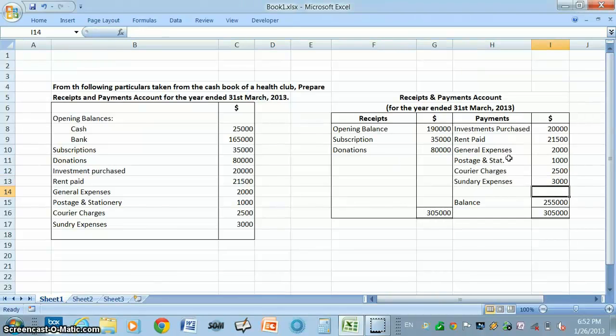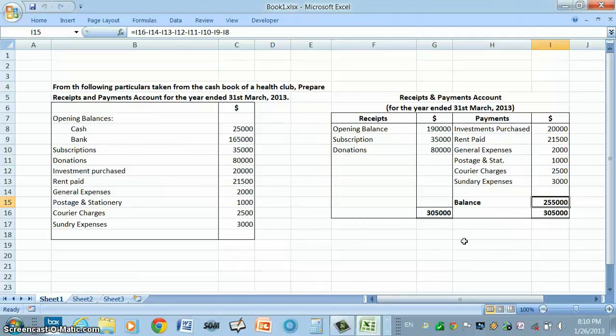Now after showing all the items, we will compute the balance of this receipts and payments account. For this purpose, first we will make the total of the debit side. Here the total of the debit side is $3,05,000, and then the same total we will write on the credit side. From this total we will subtract the total of the credit side, and we will get the balance. Here the balance is $2,55,000. This balance shows cash and bank balance at the end of the year.